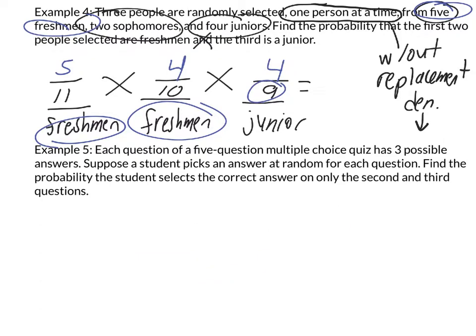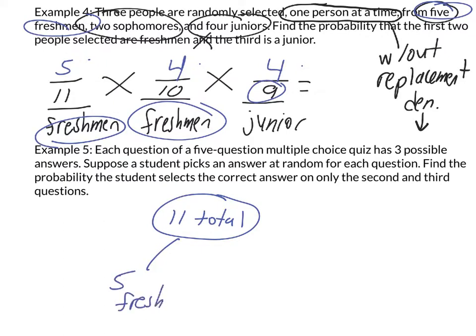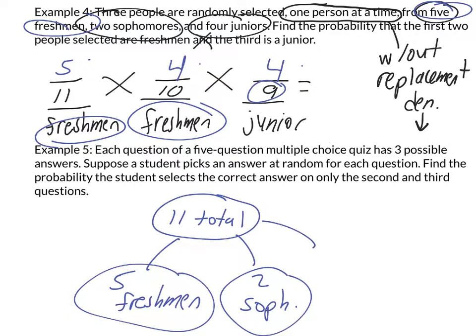And now we multiply these fractions together. So 5/11ths times 4/10ths times 4/9ths. If it helps, maybe you want to draw a picture. So again, at the total, we had 11 total people. We had 5 freshmen. We had 2 sophomores. I'll just put soph for sophomores. And we had 4 juniors.